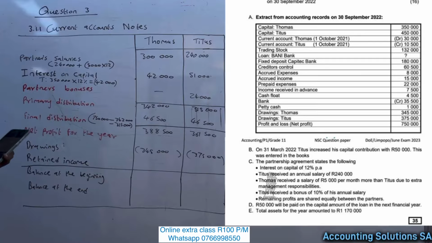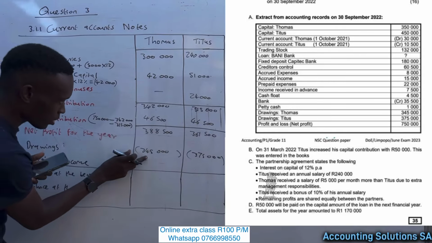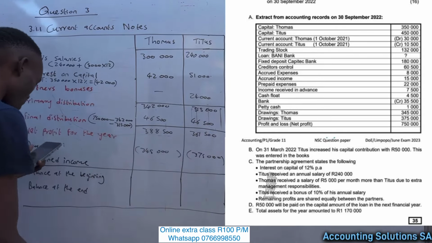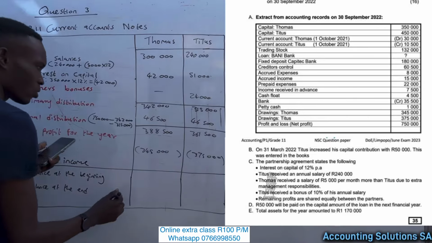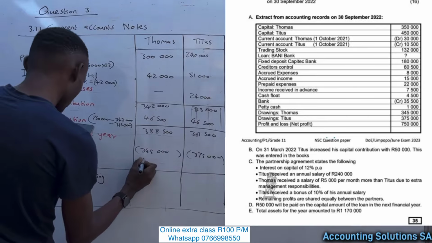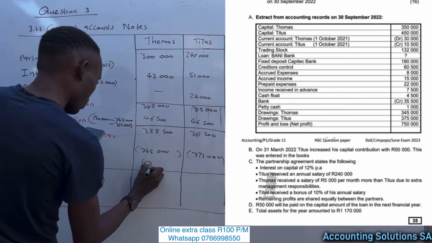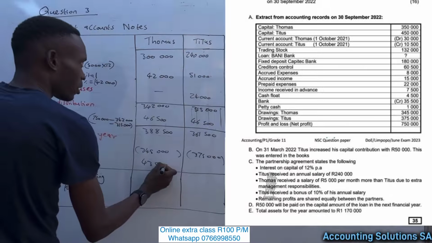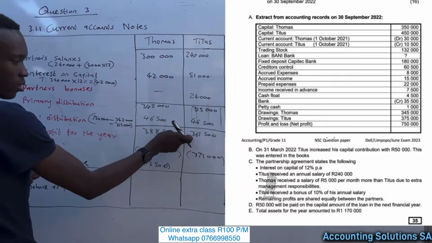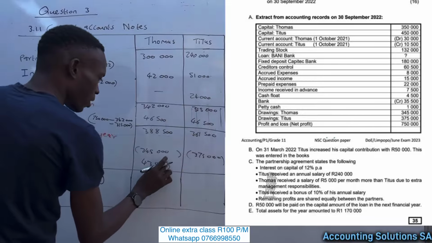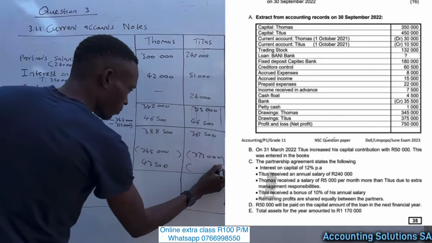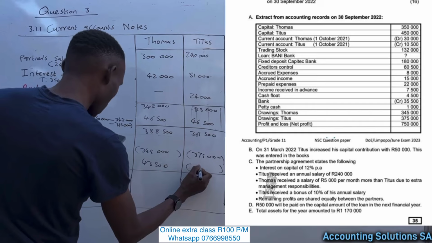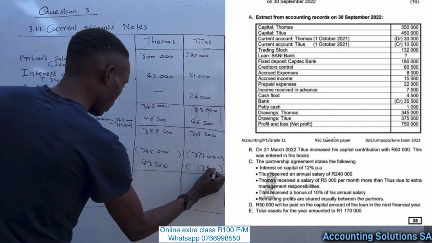Okay, now return income, you take this one, you minus this one, you take this one, you minus this one, just like that. So in this case, you are going to get an amount of 43,500 for Thomas. But for this guy, Titus, he withdrew more than what he has, which means that now he is left with a negative. It's gonna be an amount of 13,500.